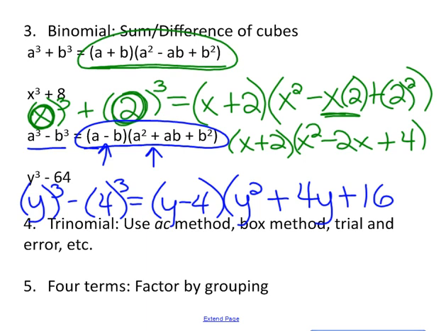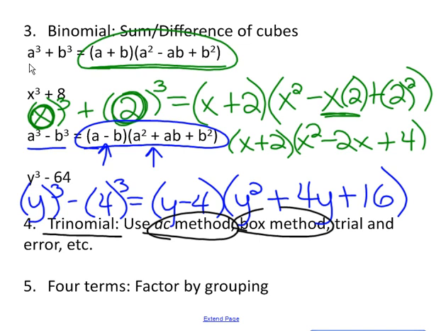4 times 4 is 16, so I'm going to write plus 16. If you do not have a binomial, if you have a trinomial, or 3 terms, you can use the AC method, you can use the box method, however you choose, it's your choice. 4 terms is always by grouping.